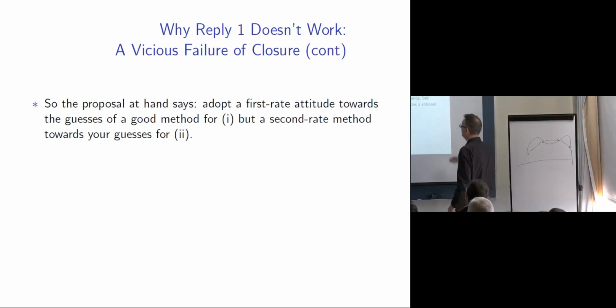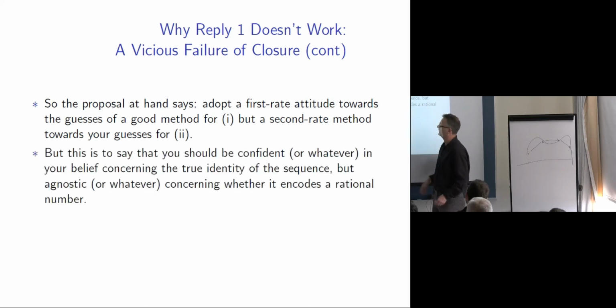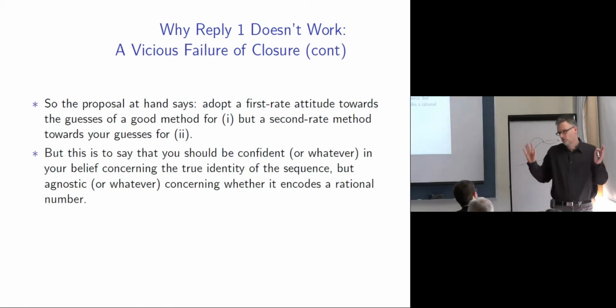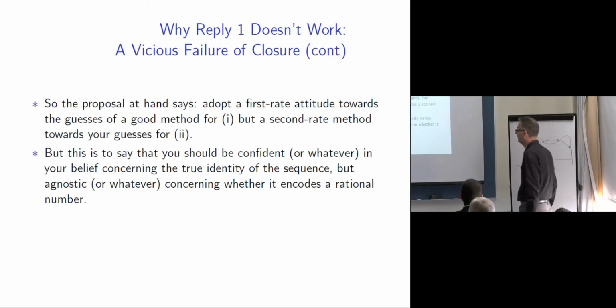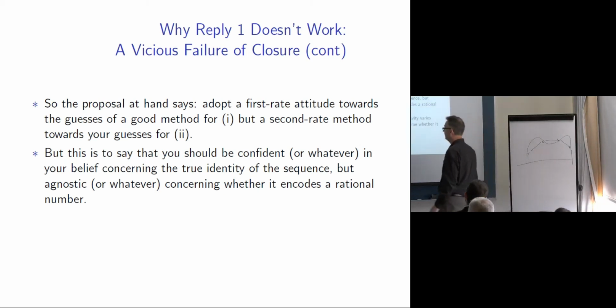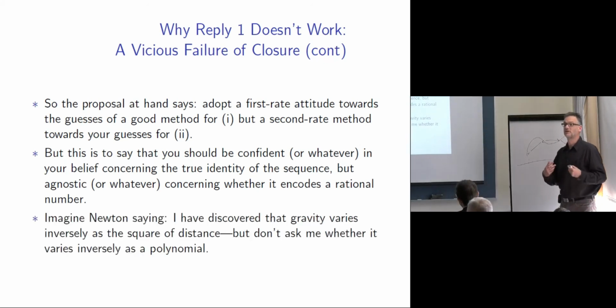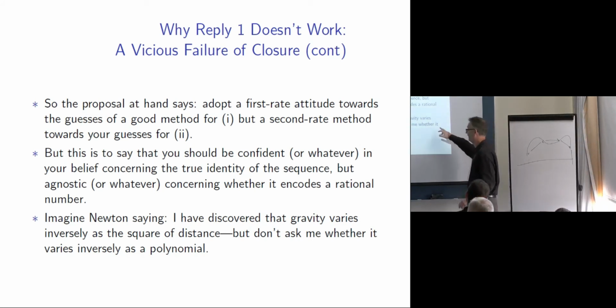Okay? So this is to say, you should be confident in your belief concerning the true identity of the sequence, but agnostic concerning whether it encodes a rational number or not. So you're like, yeah, I think it's definitely all zeros. Don't ask me whether it's a rational number or not. It sounds bizarre. It's analogous to Newton saying, I've discovered that gravity varies inversely as the square of distance, but being unwilling to say whether or not it varies inversely as the square of some polynomial or other. There's a deep problem with acting like this.